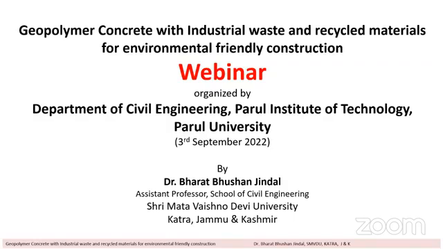The title itself indicates that we are more concerned about the environment. That means construction, which is disturbing the environment or depleting the natural resources. We want to address those concerns. So the title is Geopolymer Concrete with Industrial Waste, that means use of industrial waste as well as recycled material for environmentally friendly construction.